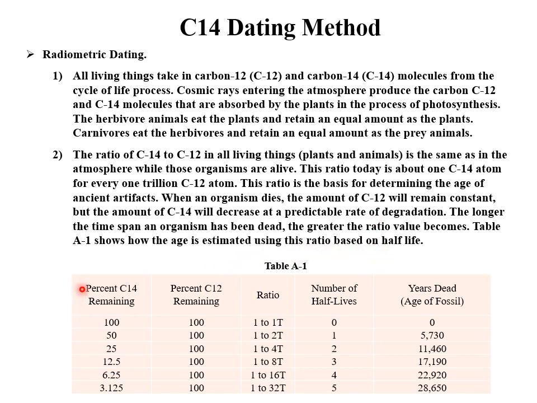Okay, so you have the present: the percent of carbon-14 remaining would be 100%. If it has 100% remaining C12, it's at 100%. That would be at a 1 to 1 trillion ratio. Number of half-lives, of course, is 0 because you're at 100%. Years dead, 0. So if you measure it and get 100, it just died within the last couple of years.